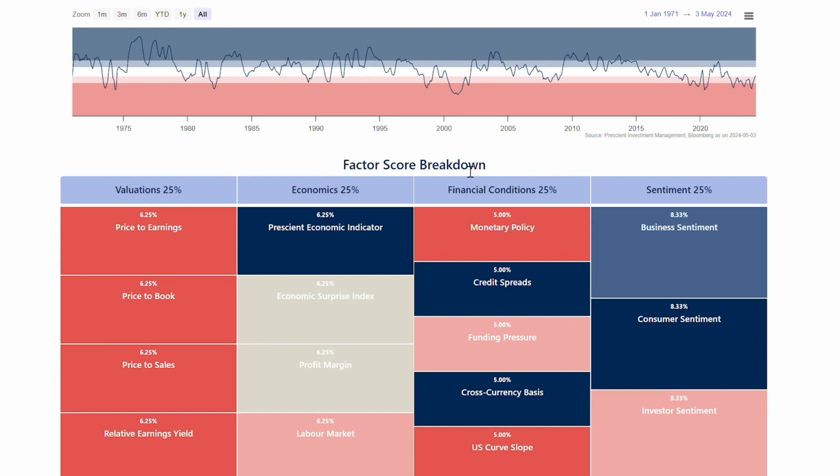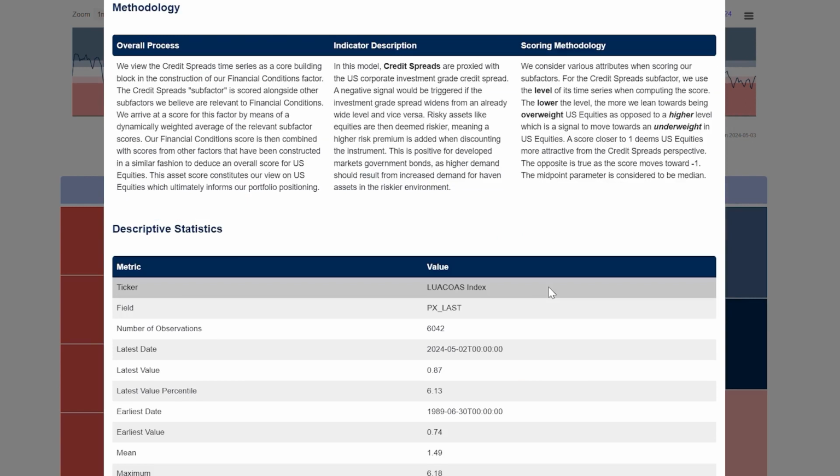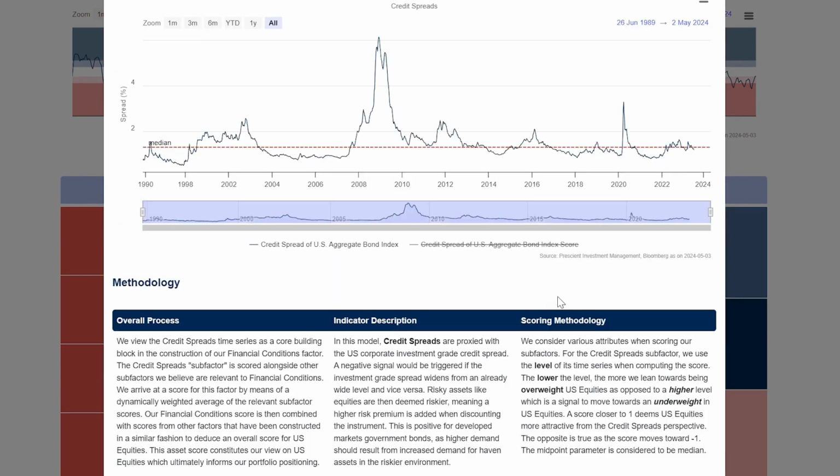Financial conditions, yes, we know we still have a tight monetary policy, and it doesn't look like the Fed's going to cut rates anytime soon. So yes, tight financial conditions from that perspective, and we do still have an inverted US curve slope. However, there are other indicators that drive financial conditions. For example, credit spreads. Credit spreads have become much tighter over the past couple months.